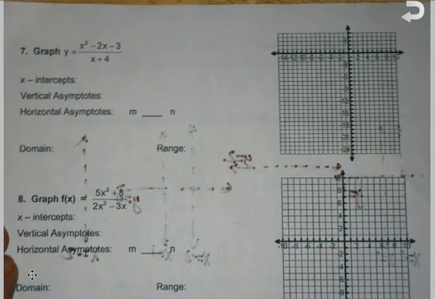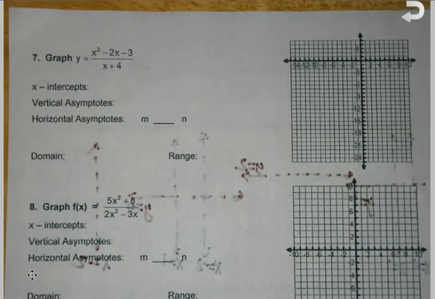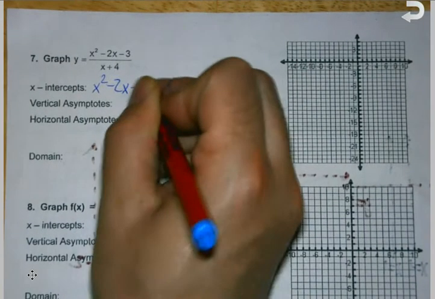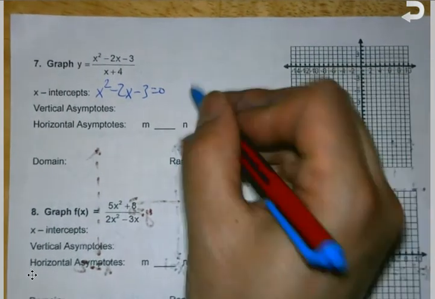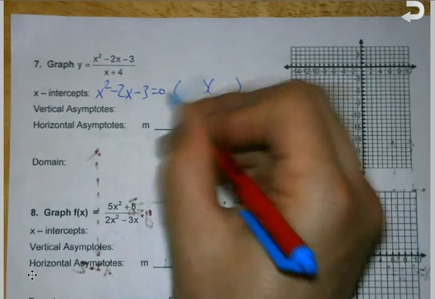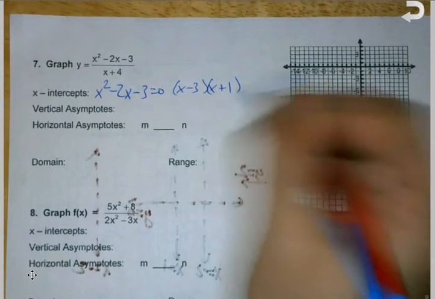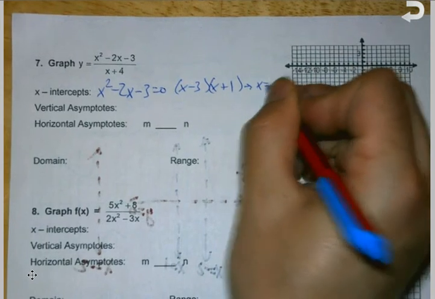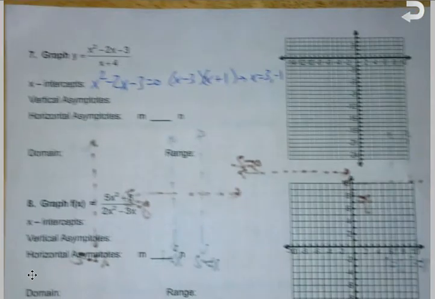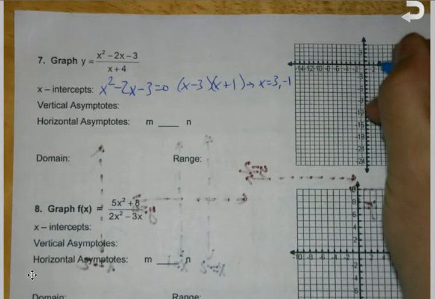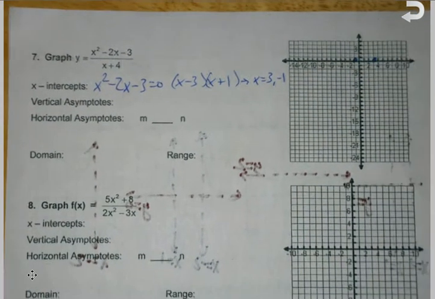We're going to flip over to the back. Last one. Same idea though. X-intercepts. Set the numerator equal to 0. Yes, we're going to have to factor here. Multiplies to -3, adds to -2. It'll be -3 and 1. And set those each equal to 0. So I get x-intercepts at 3 and at -1.